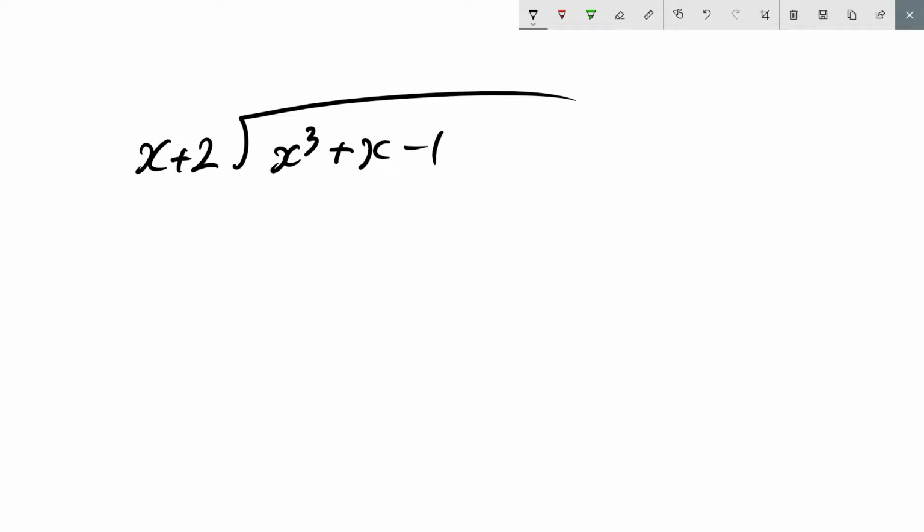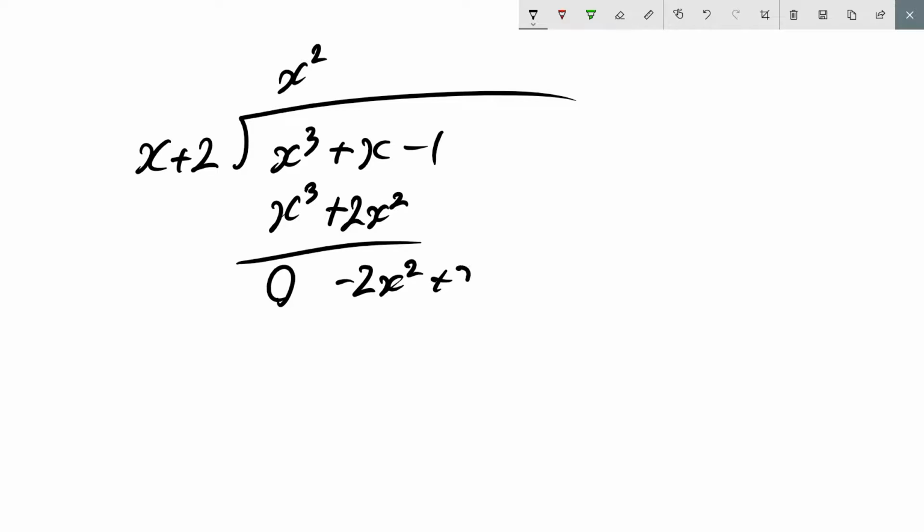Let's just start doing this as usual. So what do I need to times by to cancel this first term? I will times by x squared, put it at the top, x cubed plus 2x squared, and we have an issue. I can't subtract these two terms. They are not like terms. So because I can't subtract them, I can't actually do anything here. So I'm stuck with this weird expression, negative 2x squared plus x.